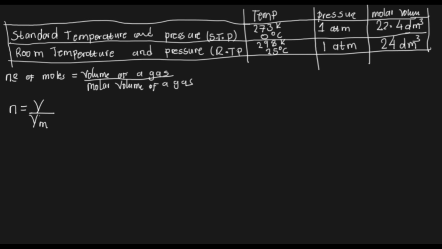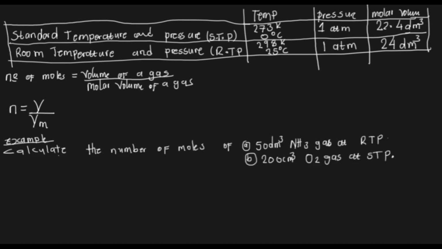Okay, now let's have an example. Calculate number of moles of, part A, 50 cubic decimeters of ammonia gas at RTP, part B, 200 cubic centimeters of oxygen gas at STP. So the formula, we know that the number of moles is equal to volume divided by the molar volume. So from the data, part A, we are solving the first part.